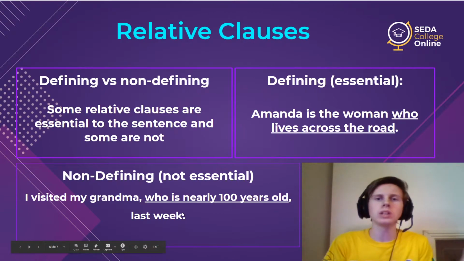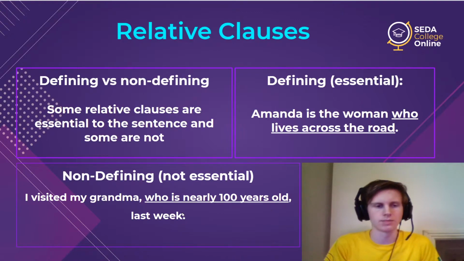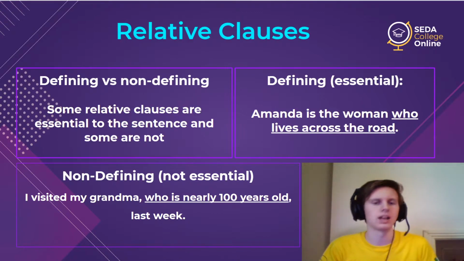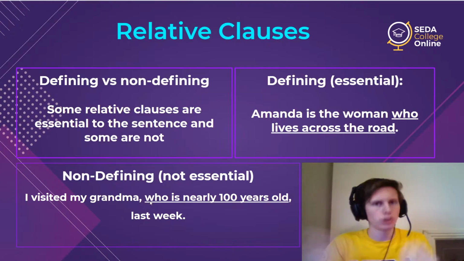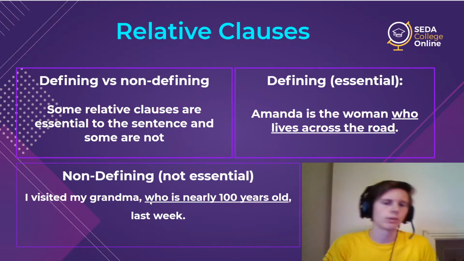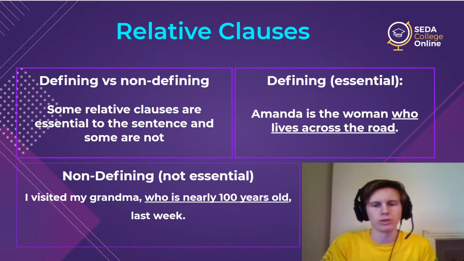Okay. Totally complete. Finished sentence. But I want to add the information. I like my grandma. I think it is amazing. She's nearly 100 years old, so I want to say that. So I can add the relative clause. I visited my grandma, who is nearly 100 years old, last week.